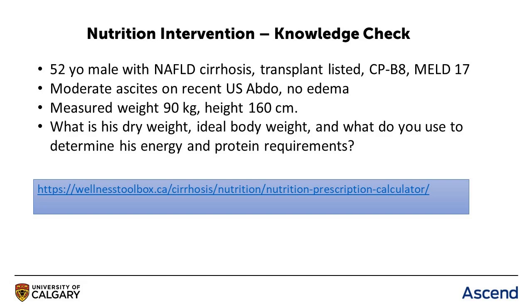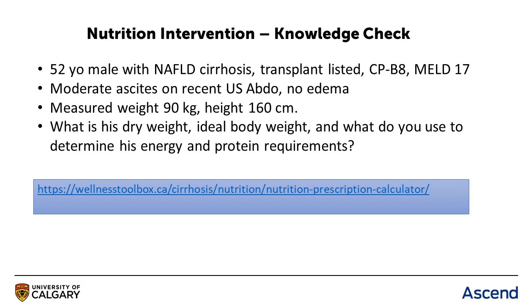So we have a patient. He's a 52-year-old male. He has NAFLD or NASH cirrhosis, and he is listed on the transplant list. He has a Child-Pugh of 8 and a MELD score of 17, so right in that mid-range of transplant candidacy. He does have moderate ascites, which was seen on a recent ultrasound exam.